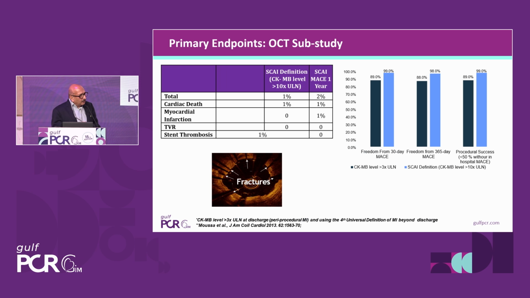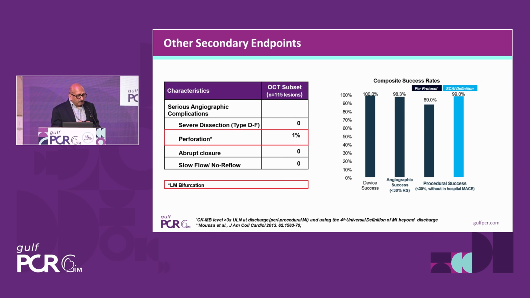And here you can see that the results were quite spectacular, that the MACE at 1 year was only 2% and cardiac death was only 1%. So it was quite effective, and the incidence of complications like stent thrombosis was also quite minimal. And as you can see, the procedural success was also above 99%. So that is something which was very important.